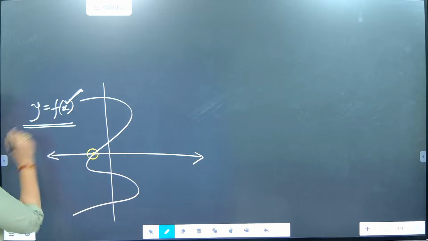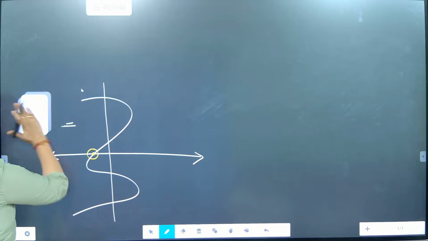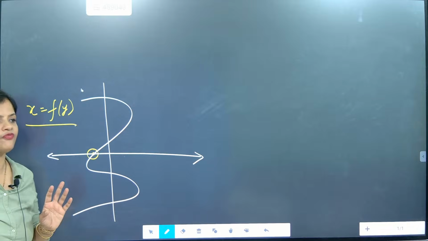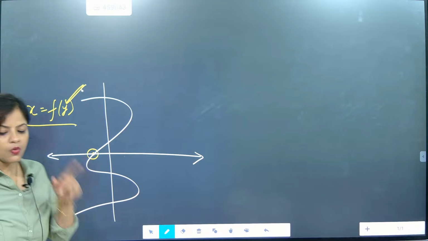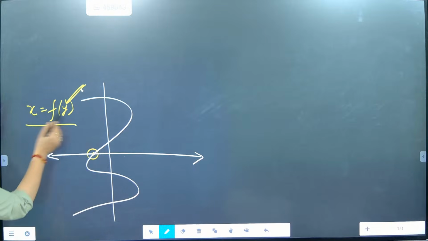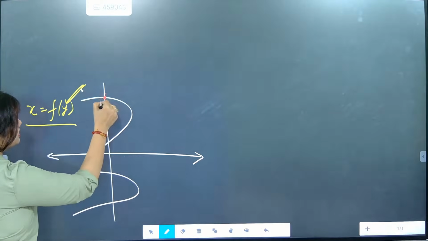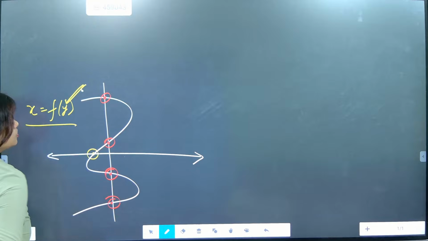But if the same question is twisted, and if the same question turns and comes like this, x is equal to f of y. Please focus here. X is equal to f of y. Now you have to check the y-axis. Now when x is equal to f of y, you go for the y-axis, and on the y-axis 1, 2, 3, 4. So that means what?